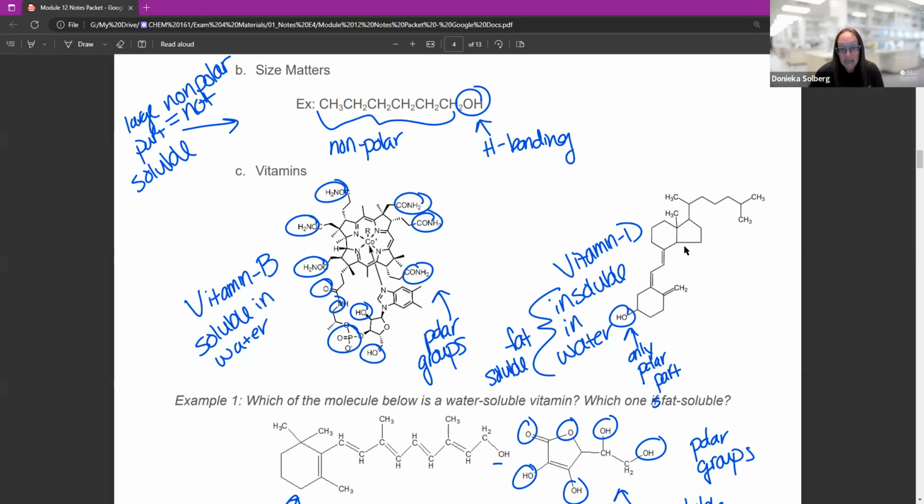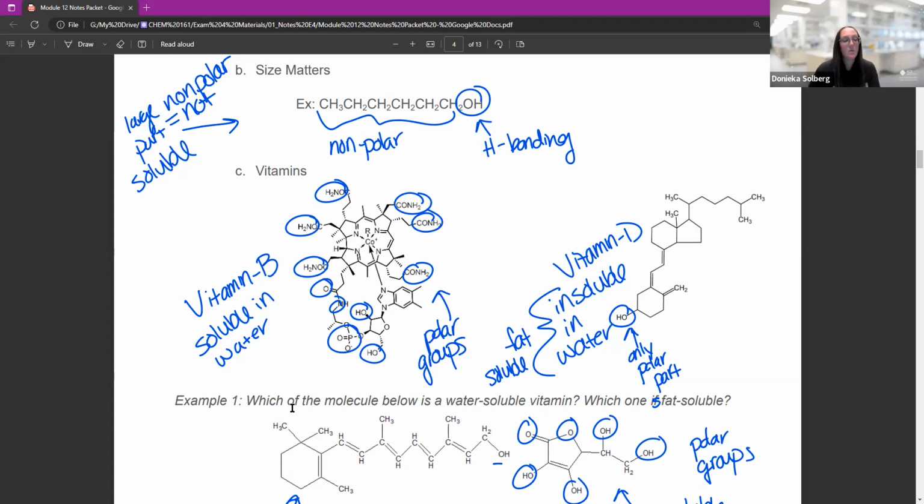Whereas vitamin D, notice these are all carbons and hydrogens. And anytime you see these lines, that's just a bunch of carbons and hydrogens. The only part of vitamin D that's polar is this little one down here that, yes, it can do a teeny bit of hydrogen bonding, but this part is so big that overall it's nonpolar. So this is going to be a fat soluble vitamin. So vitamin D actually has to move through fat molecules.